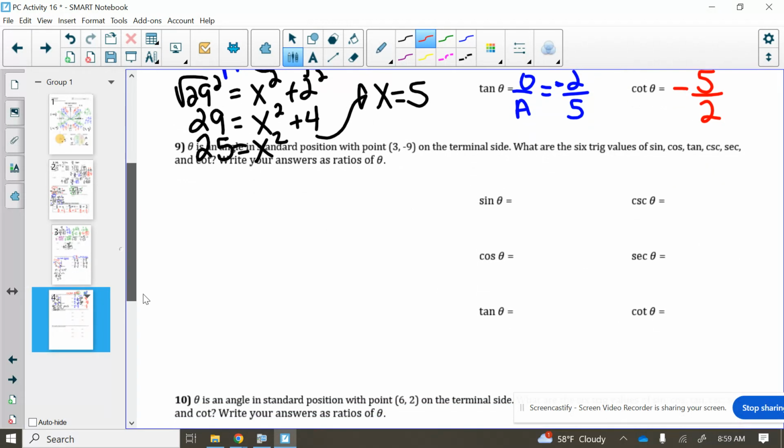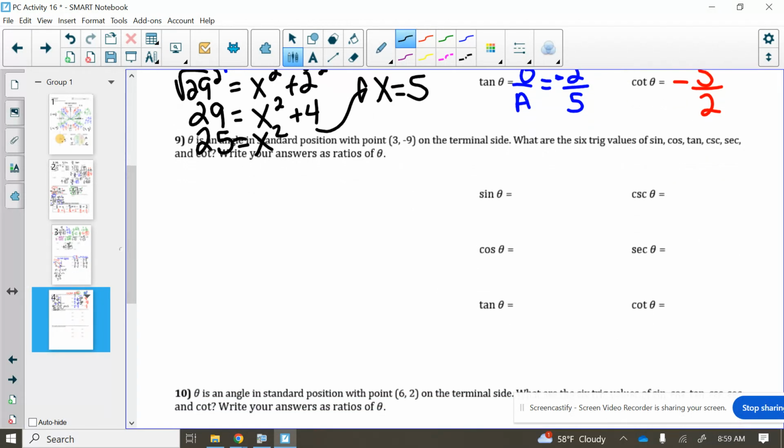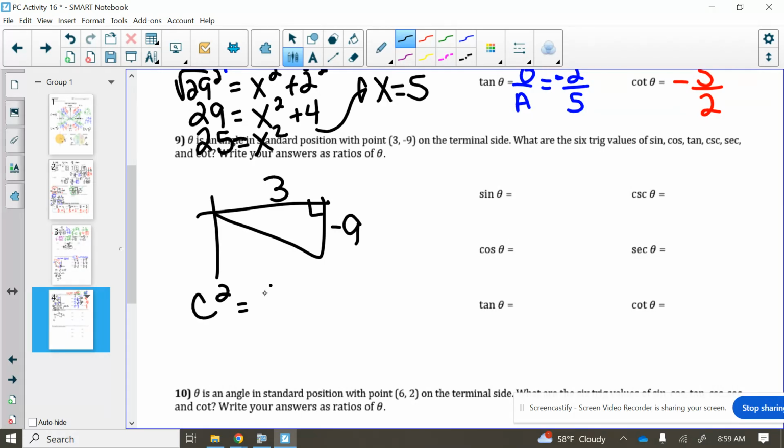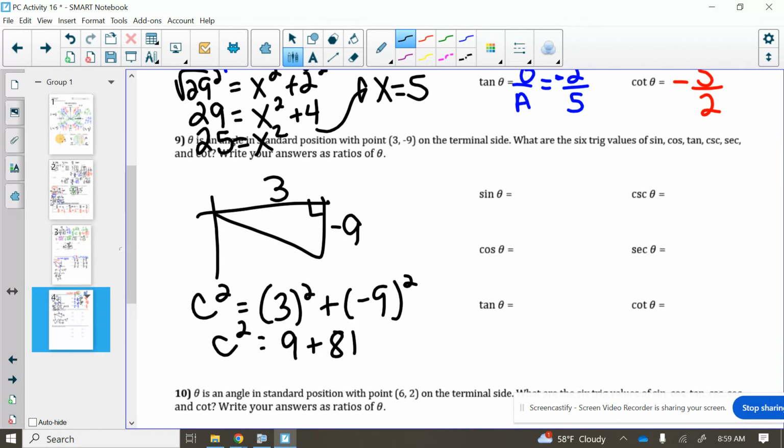All right, now in our next example, instead of being given some information, they're kind of directly telling you, hey, your point this time is to the right 3 down 9, aka in quadrant 4. And again, we do need to use Pythagorean theorem to help us find our missing side of our right triangle. This time, however, we are looking for the hypotenuse. So we would have c squared equals 90.